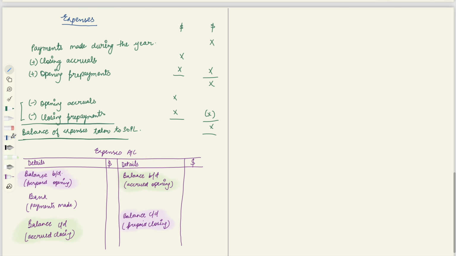Now, in the expenses account, whenever you take the balance to statement of profit or loss, it will be expenses account credit and statement of profit or loss debit. So expenses account credit, statement of profit or loss: expenses incurred during the current year.